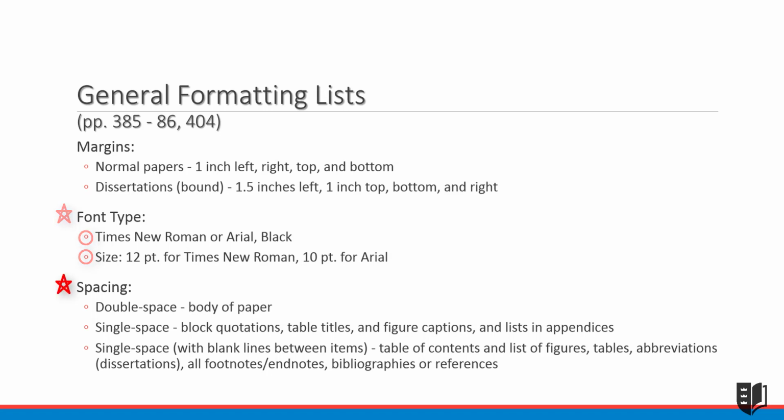Line spacing in a Turabian formatted paper is as follows: double-spaced in the body of the paper, single-spaced in any block quotations, table titles, figure captions, and lists and appendices. You should also single-space with blank lines between items within the table of contents, list of figures, tables or abbreviations, all footnotes and endnotes, and within the bibliography or reference list.